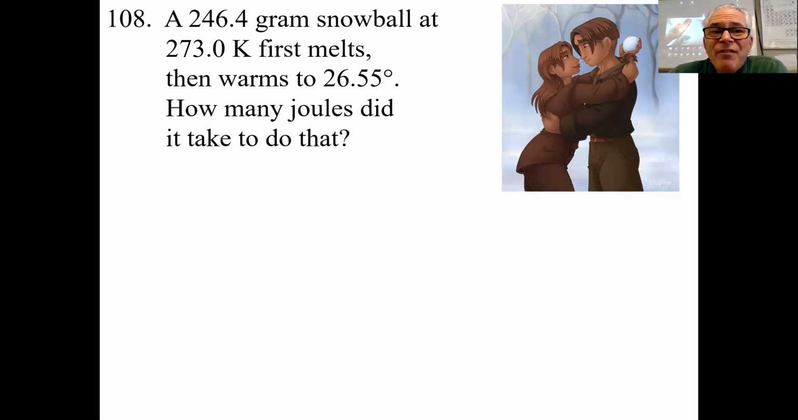This is a big snowball, 246.4 grams. It's half a pound. That's a big snowball. This girl's really in love. All right, it's at 273 Kelvin. Luckily, it's a warm, cold day. It's right at the melting point. It's going to drop down this guy's back, and then it's going to warm up to 26.55 degrees. How many joules did it take to do that? Well, first you got to melt it, then you're going to warm it up.